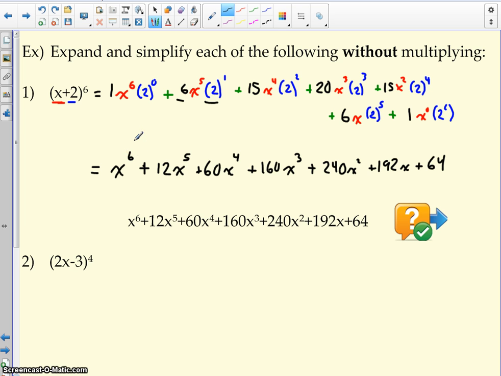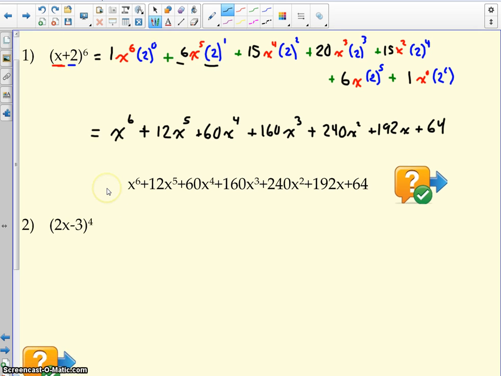So again, hopefully you find this faster than expanding everything out using an array, and hopefully you're less likely to make a mistake this way too once you get used to using it. Okay, so let's do another example. This one's slightly, well, I mean, the power is not as big. It's only power of 4, but you can see it's going to be a little bit more complicated. We have a negative in there. We have a coefficient on the x. So let's run through it together.